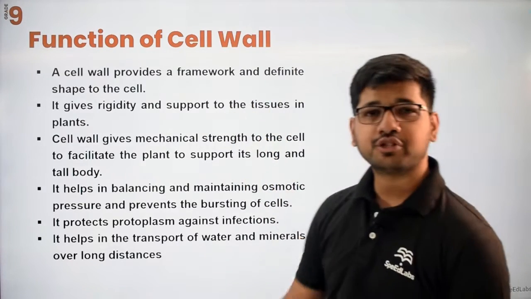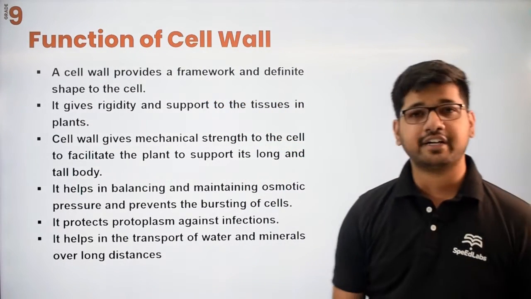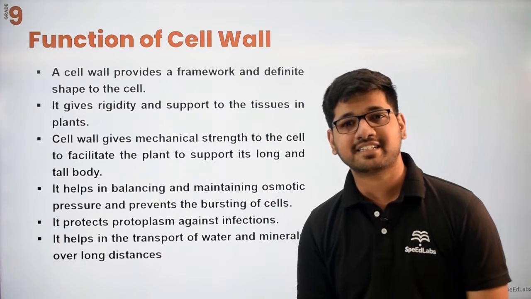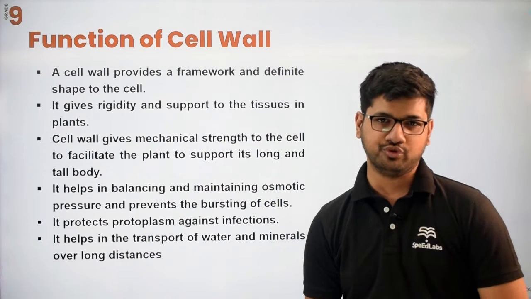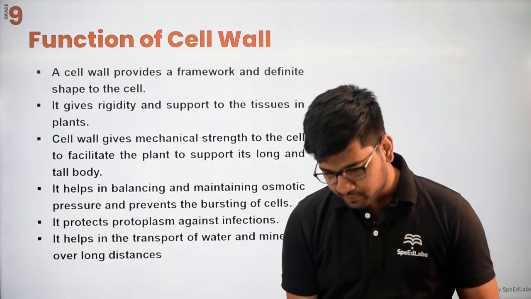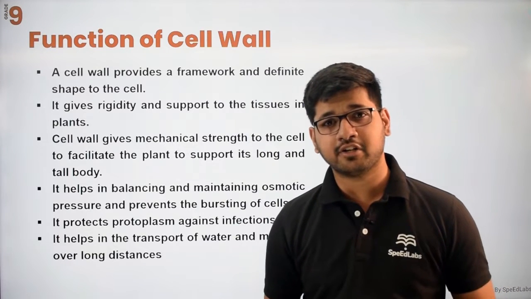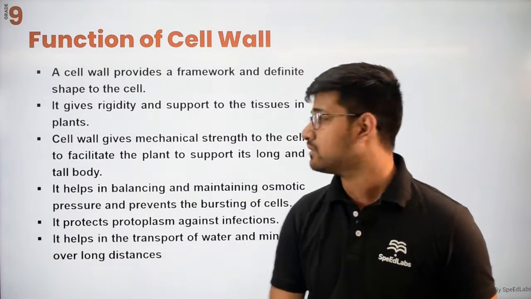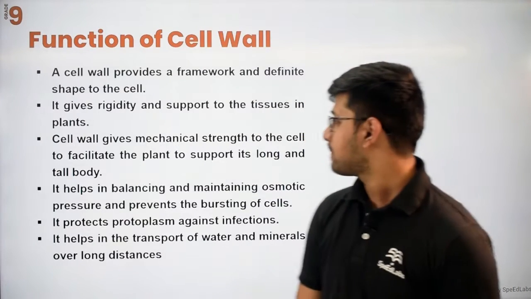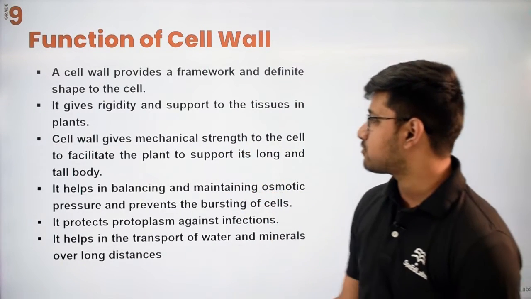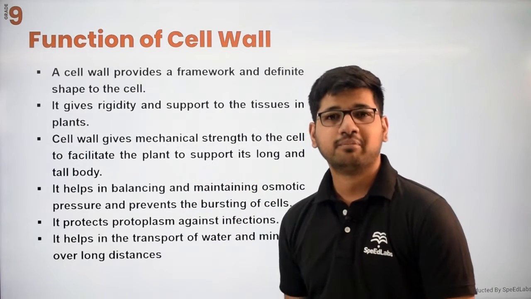So, what is the function of the cell wall? A cell wall provides a framework and definitive shape to the cell, as I discussed with you. Alright, it gives rigidity and support to the tissues. Like our bones that support our body and internal organ structure and organization, the cell wall also gives rigidity and support. Cell wall gives mechanical strength to facilitate the plant and supports its long and tall body.